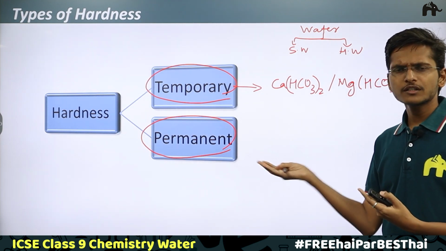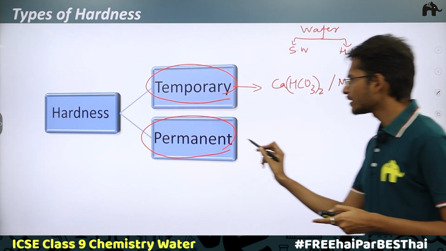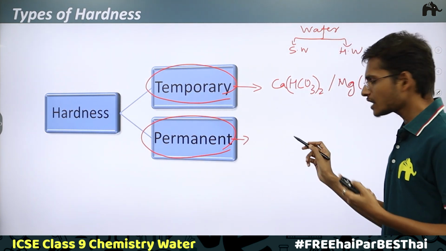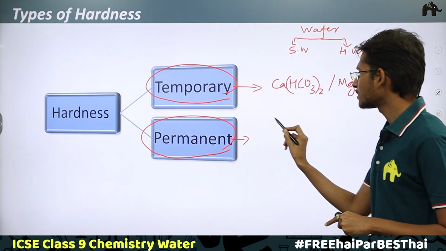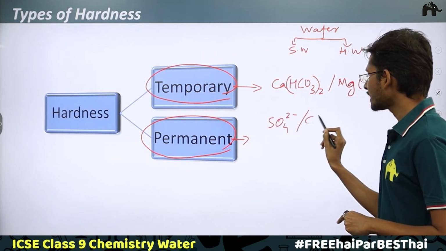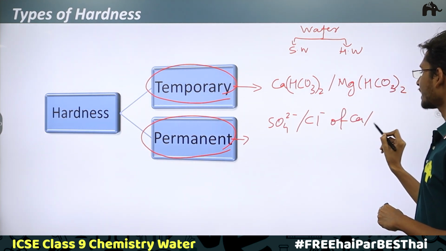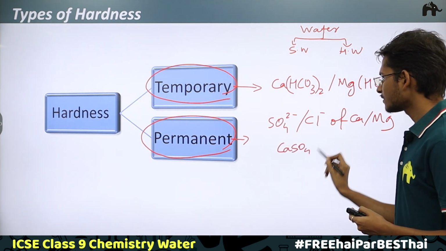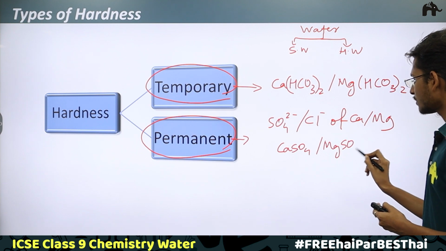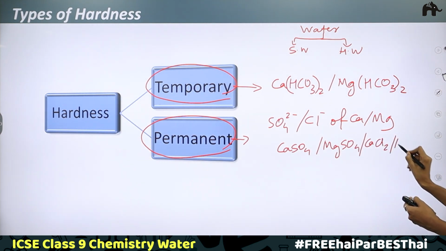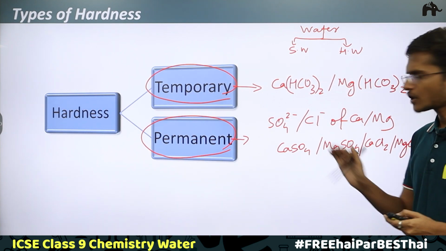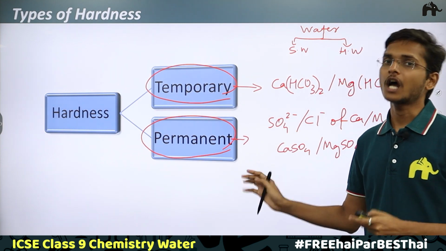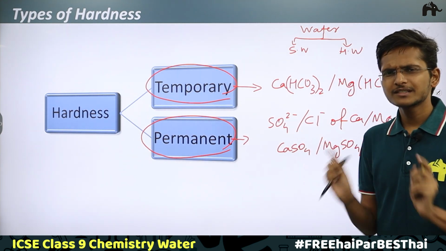Now, what is permanent hard water, or what is permanent hardness so called? Permanent hardness means apart from these 2, if the rest of the 4 salts are present, which are sulfates or chlorides of calcium or magnesium, right? To simplify that, we can simply write calcium sulfate, magnesium sulfate, calcium chloride, or magnesium chloride. Out of these 4 salts, if any of them is present in our water, then we call our water permanent hard water. Clear with this simple thing?